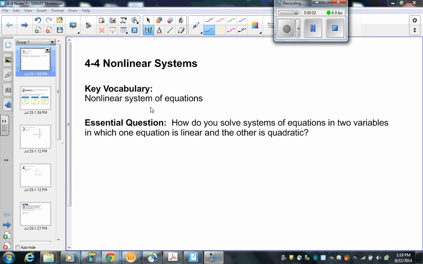Today's lesson will be over 4-4, where we will be solving nonlinear systems of equations. Our essential question will be, how do you solve systems of equations in two variables in which one equation is linear and the other equation is quadratic?